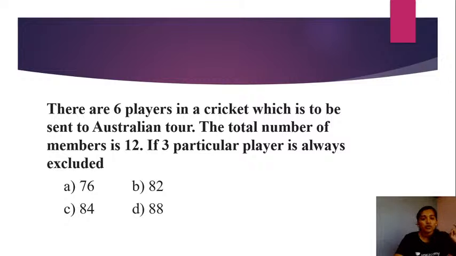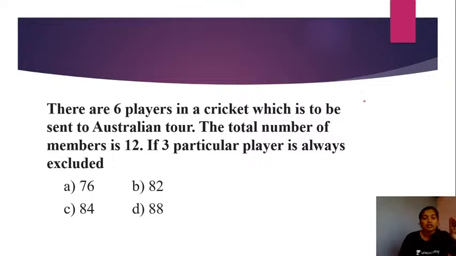The total number of members is 12. If 3 particular players are always excluded, then in how many ways can we do this selection? 3 people in the team, that is out of 12, are always excluded. They will not be considered while making a team of 6. In that way, in how many ways can we do this?